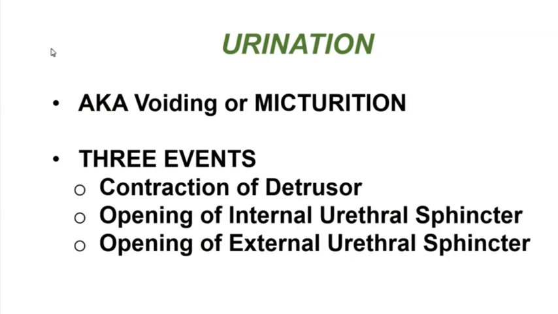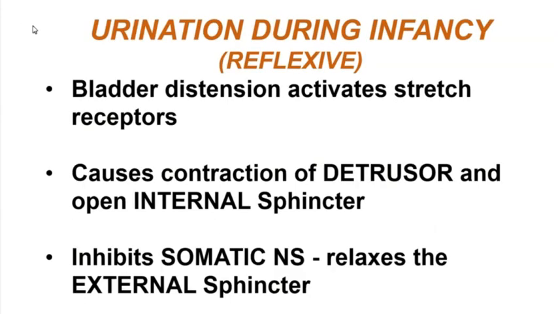And the best way to go about looking at the coordination of these three events is to look at it from the perspective of how urination occurs during infancy, because this is a reflexive process that we see in the body. So voiding events are kind of best understood by looking at how it occurs during infancy. So urination is signaled to our nervous system.